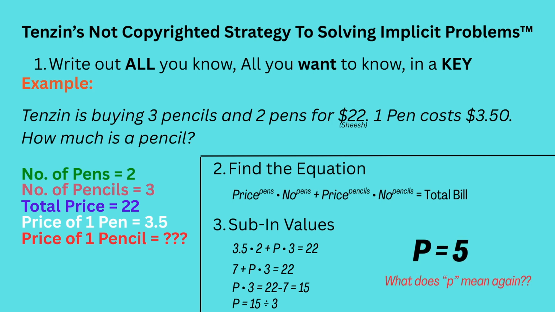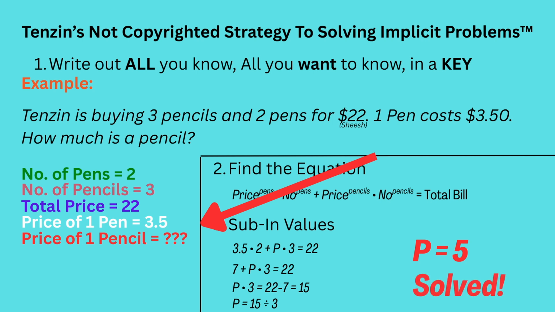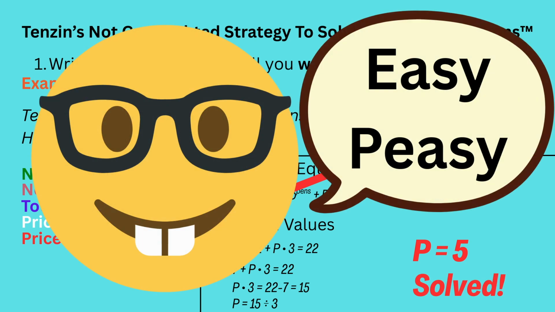What did this correspond to on our table of variables? The price of the pencil. What did I want to find? The price of the pencil. All of a sudden, it's solved. Hooray! Naturally, that was a very simple example, and this can get a lot more complex.